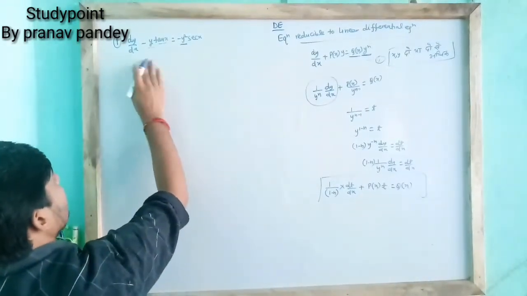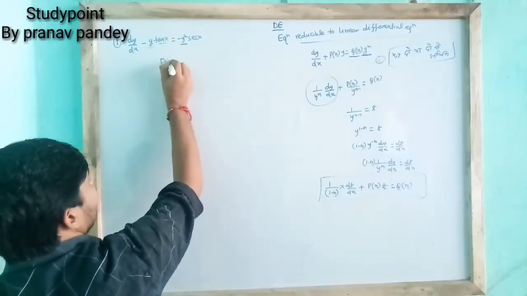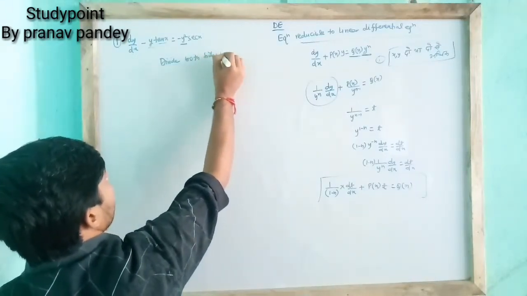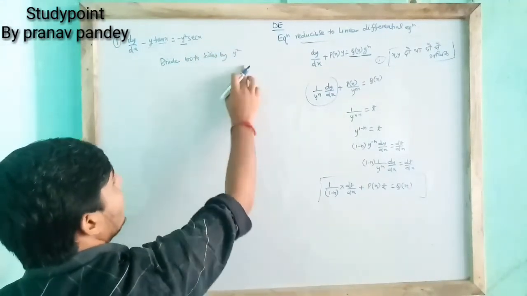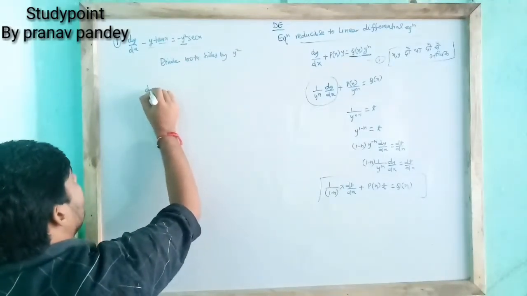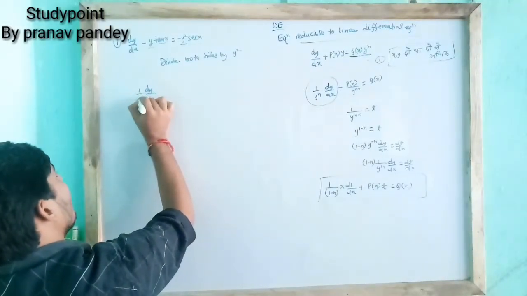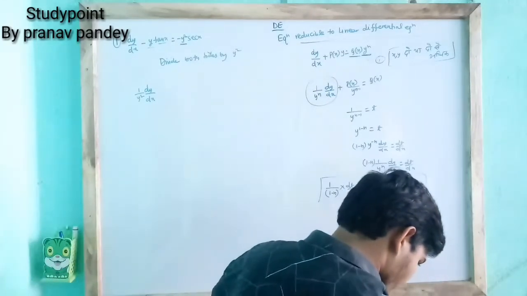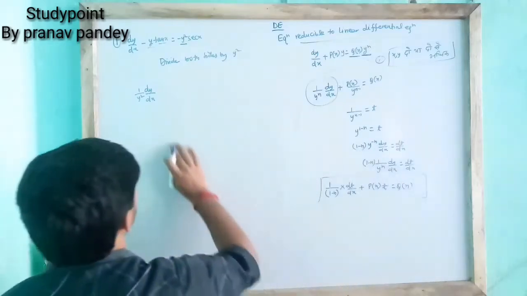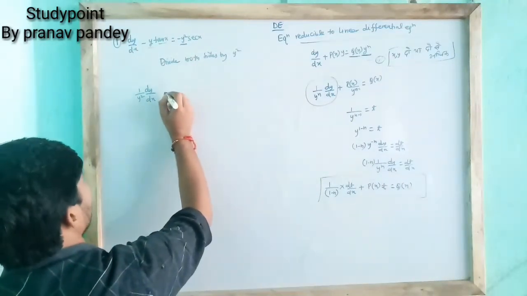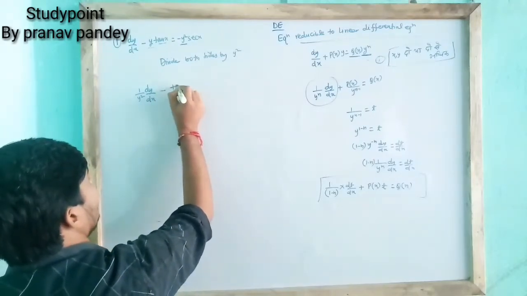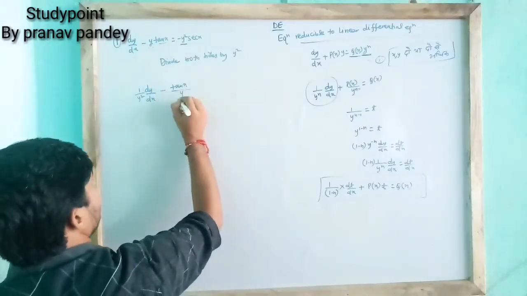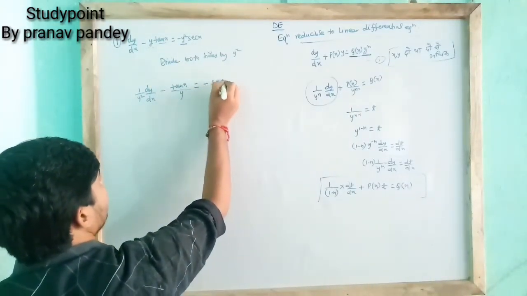So dy by dx, we will divide both sides by y square. So what we get is 1 by y square dy by dx minus tan x by y square, and this is y by y square, so one term cancels, it is 1 by y, is equal to minus of sec x.